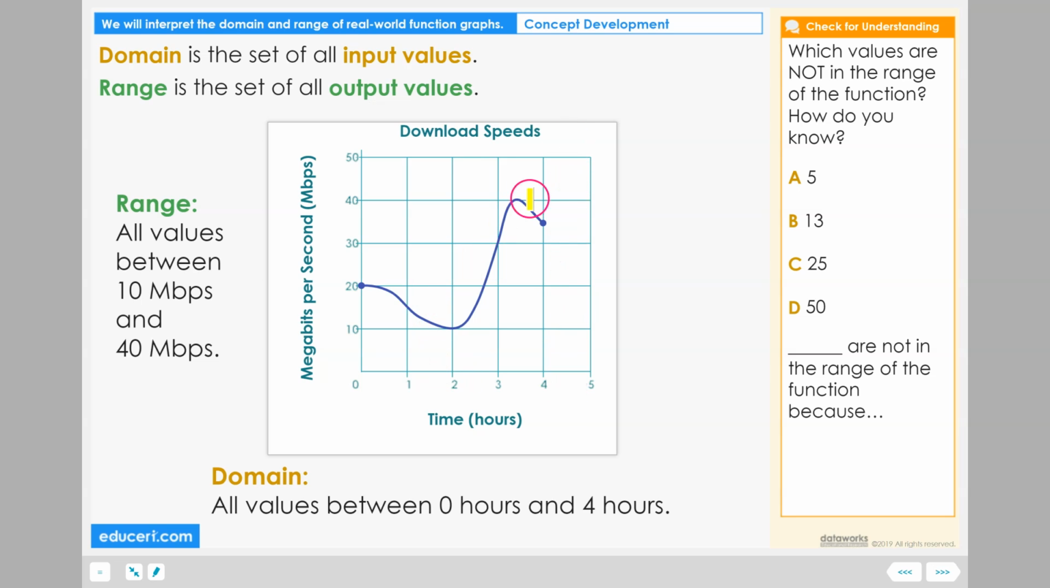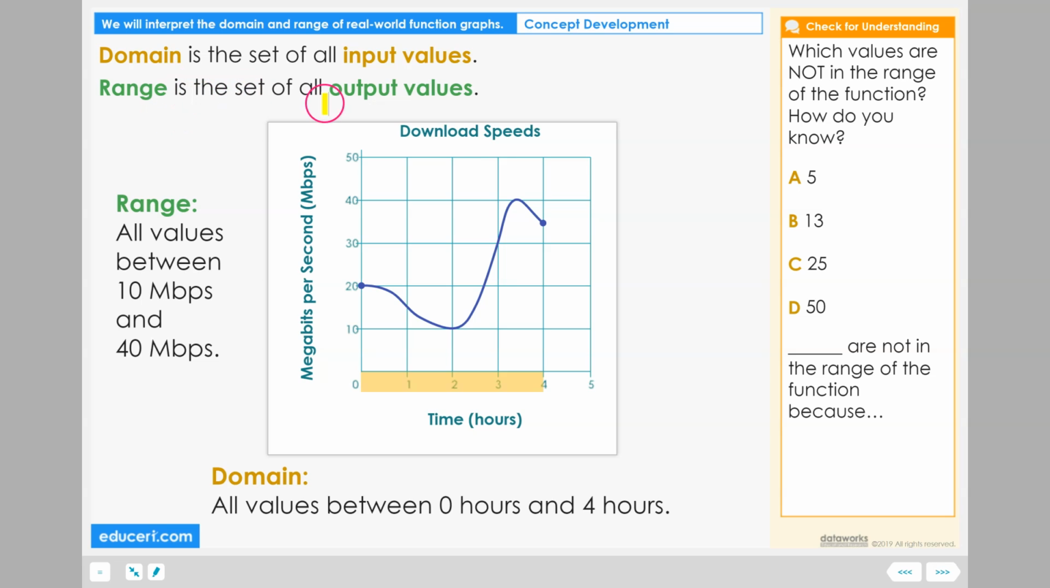The domain is the shadow created by the graph of the function. Everything underneath is in the domain. In this graph, the domain is all values between 0 hours and 4 hours, because these are all the different values that we could put into the function to find an output value.